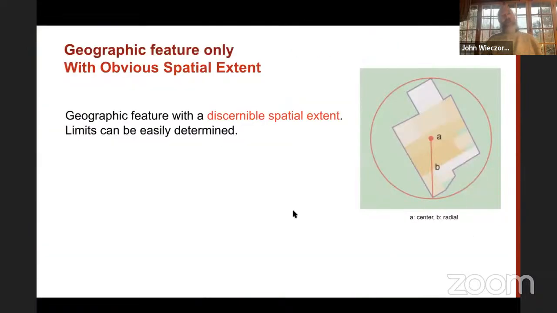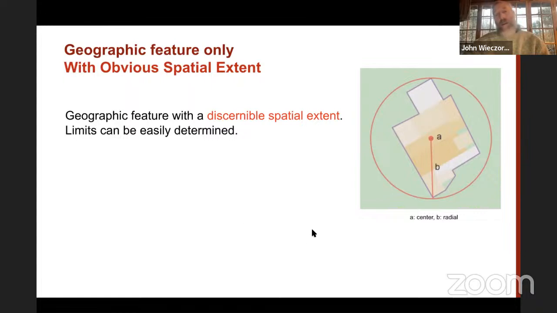So the first geographic feature only locality type is one that has a very obvious spatial extent. So that means that we can tell where the boundary is, and it's easy, and it's not ambiguous, and we can draw it with a polygon. So the perfect example of this was Paola's example of Buli, the little town of Buli.